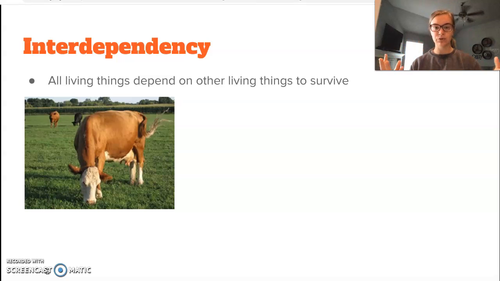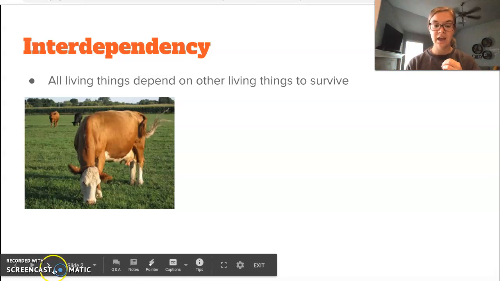Well, all animals, when we breathe in one type of gas, when we breathe out a type of gas that the grass and other plants need to make their food. So they both depend on each other. The cow needs the grass for food. The grass needs the gas that the cow breathes out to make its food. So they depend on each other.